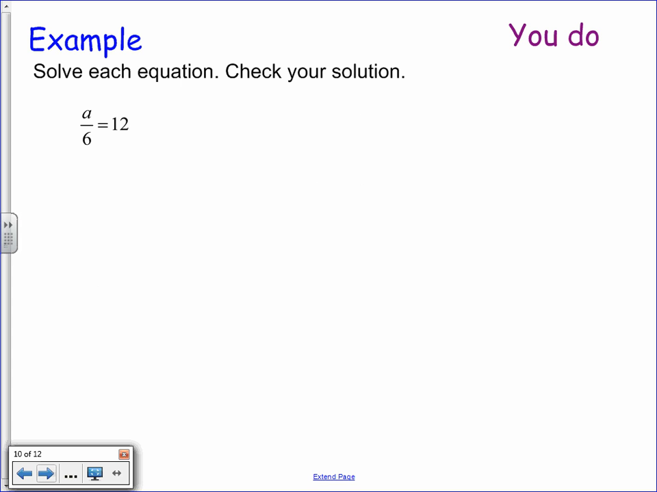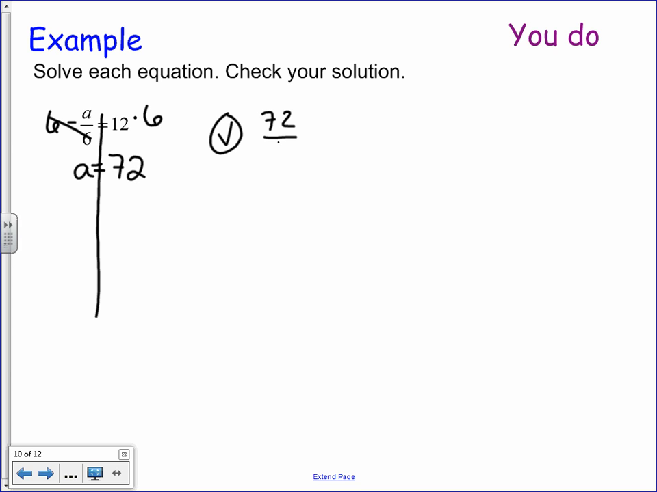Okay, now I want you to try this one and replay me when you're ready for the answer. And we are going to multiply by 6 on both sides to eliminate that 6 over there. A equals 72. To check this, we plug in 72 over 6 equals 12, and 12 equals 12.